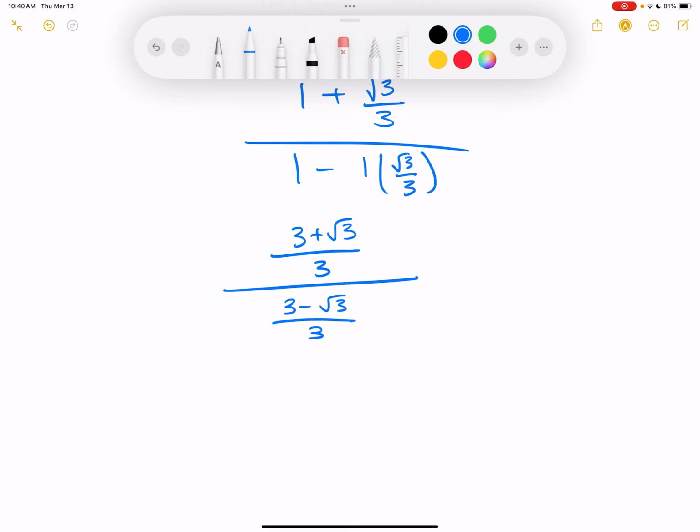Couldn't you just take out a -1 from the bottom and then cross them out? No. Why doesn't that work? Because it wouldn't be the same thing. Because based on what you said, the answer would be -1, and that's not the answer.